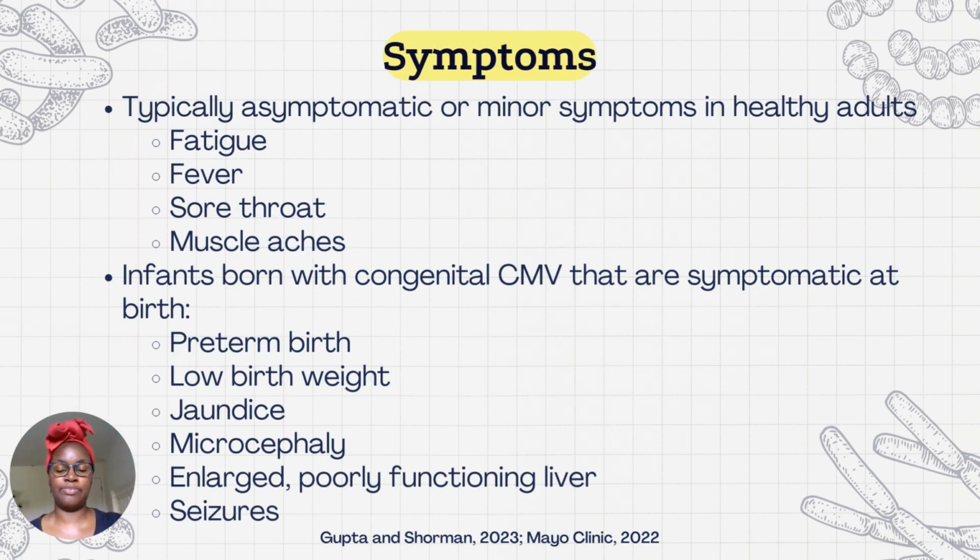So, what are the symptoms of CMV? CMV, as I stated previously, tends to be asymptomatic in healthy adults who have normally functioning immune systems. But if they do have symptoms, they tend to be minor, and they tend to be things such as fatigue, fever, sore throat, and muscle aches. Now, does that sound familiar to you? That's because CMV can sometimes be misdiagnosed as mononucleosis or the flu due to the general symptoms that are felt.